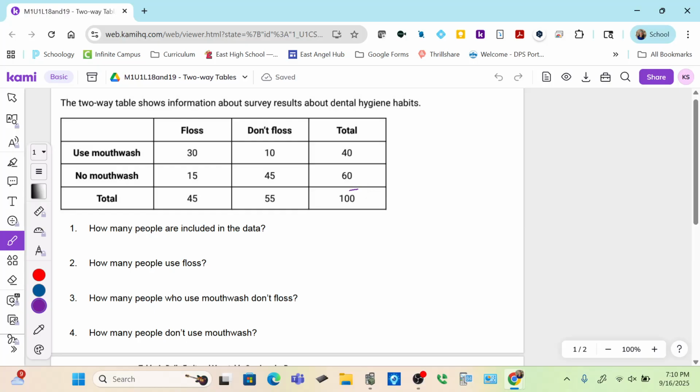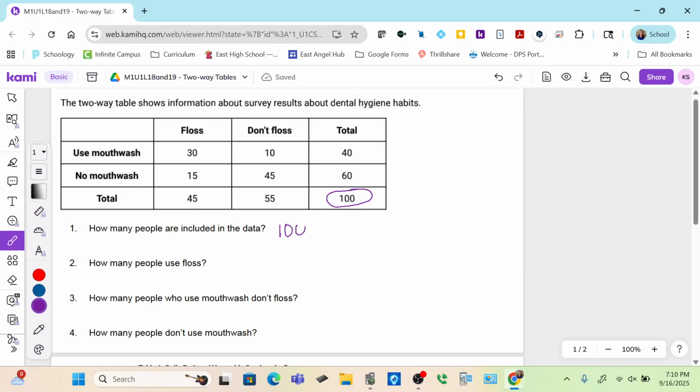So this value that you see in the lower right corner will always represent the total of every response, so the total responses received in the data. So our first question, how many people are included in the data? That's 100. That's our total. That's our overall total of everything.